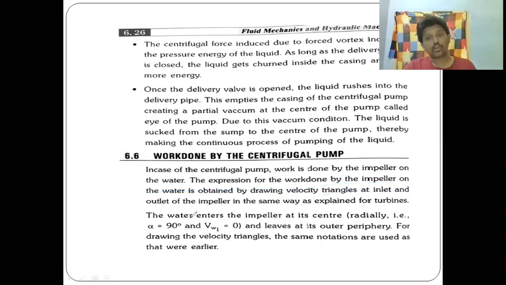The water enters the impeller at the center. This is the impeller. It is rotating, so water will definitely enter at the center. That means it enters radially, and the angle there is 90 degrees. So the whirl velocity here, VW1, which you are very familiar with from the turbines, is 0. And it leaves at the periphery. For drawing velocity triangles, some notations are very important.